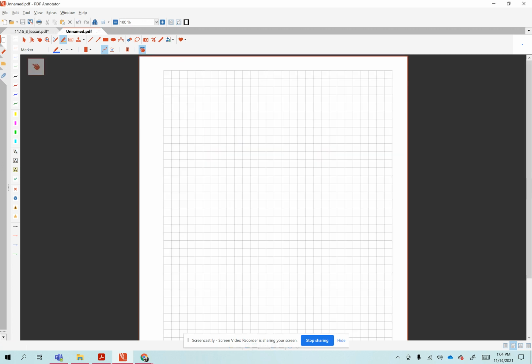So we have translations, and you can write this somewhere on your paper. We have rotations, and we have reflections. Okay, those are our 3 new terms.